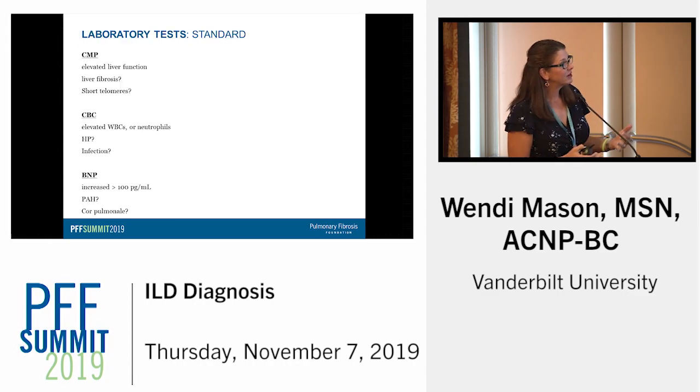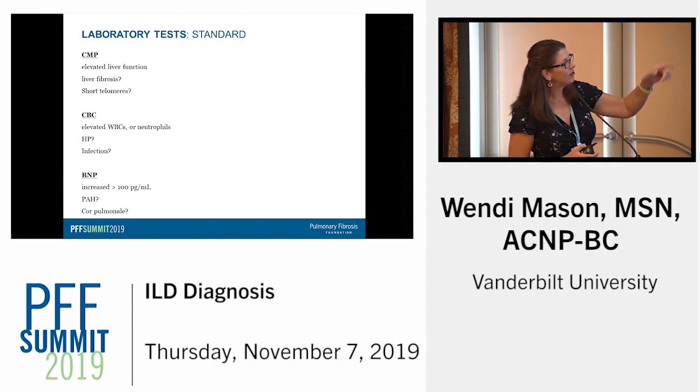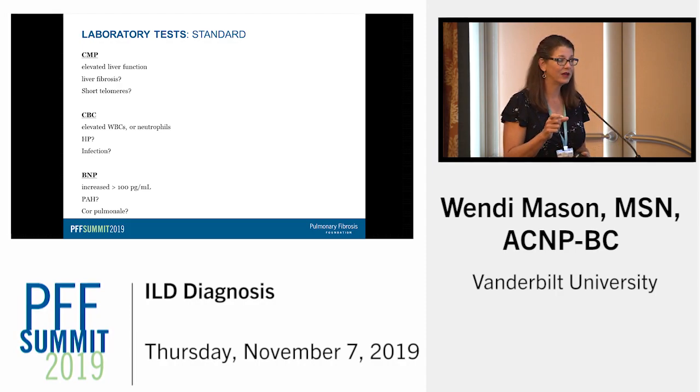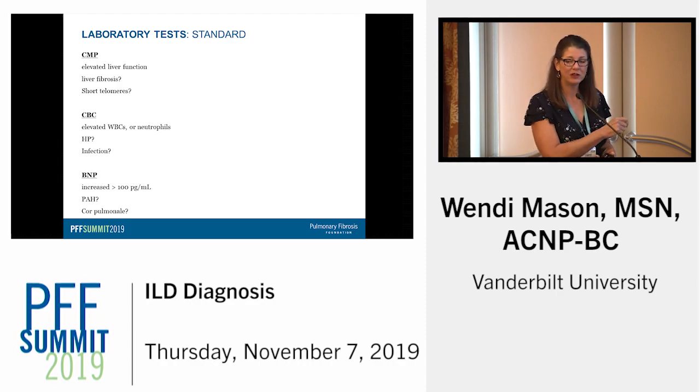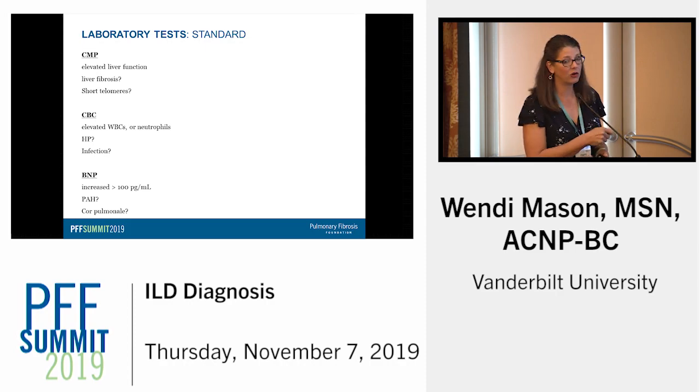Appropriate laboratory tests first visit. We want to order some regular things, but pay attention to your lab results. If you have elevated liver function, maybe this could be a little bit of fibrosis going on in the liver. Maybe it's just a fatty liver, but maybe this guy has short telomere syndrome. Having short telomeres can cause problems with your liver and kind of be a clue into, could this lung disease be related to short telomeres? Could there be a TERT or a TERC mutation?